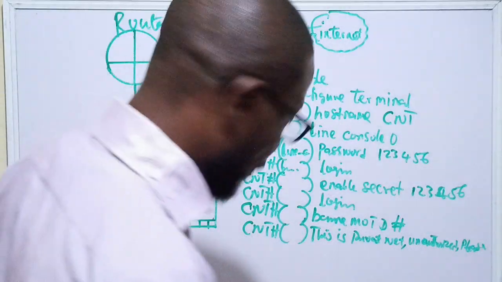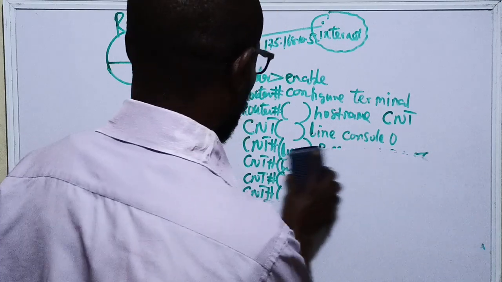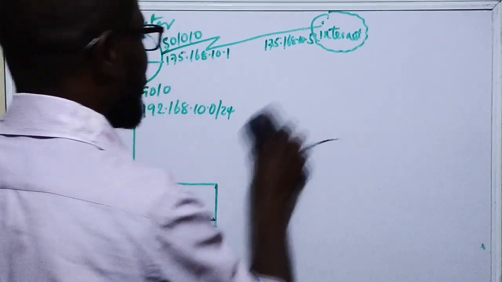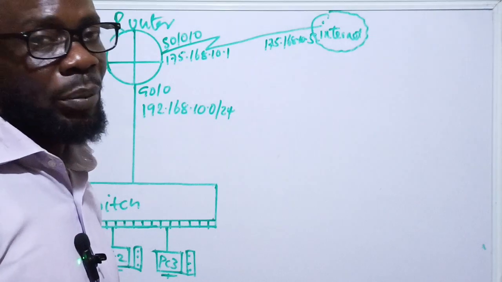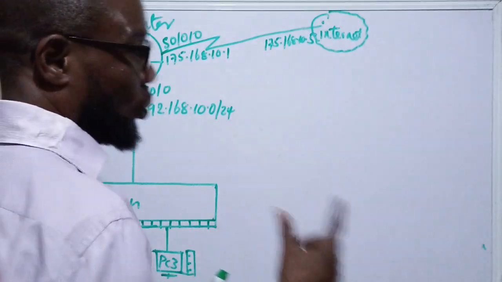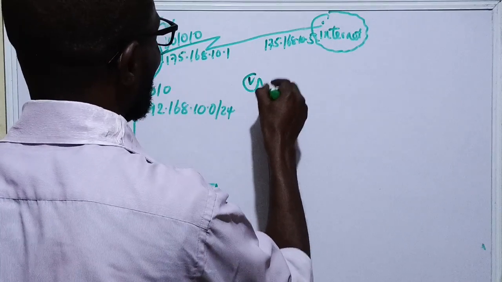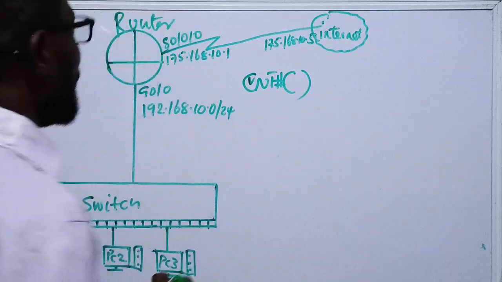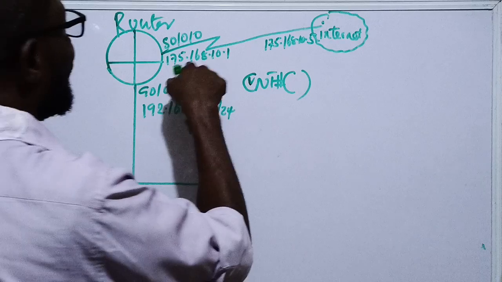So you hit enter after creating the banner message of the day. When somebody logs into your network, they will see that message. If it is an unauthorized user, the person cannot log in, but the person will see the message. Now, this is CNT global configuration mode. Do you know what you need to do? You need to configure the interface.